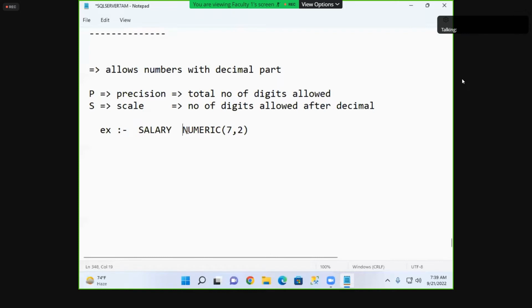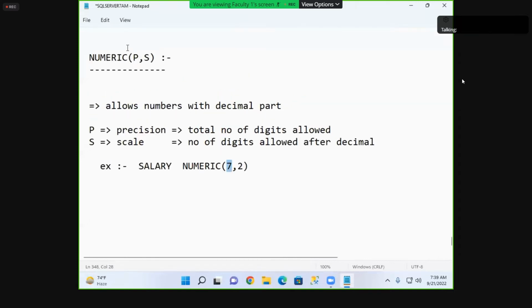Salary numeric 7,2. Okay, 7,2. Then salary numeric 7,2. What is 7? What is 2?